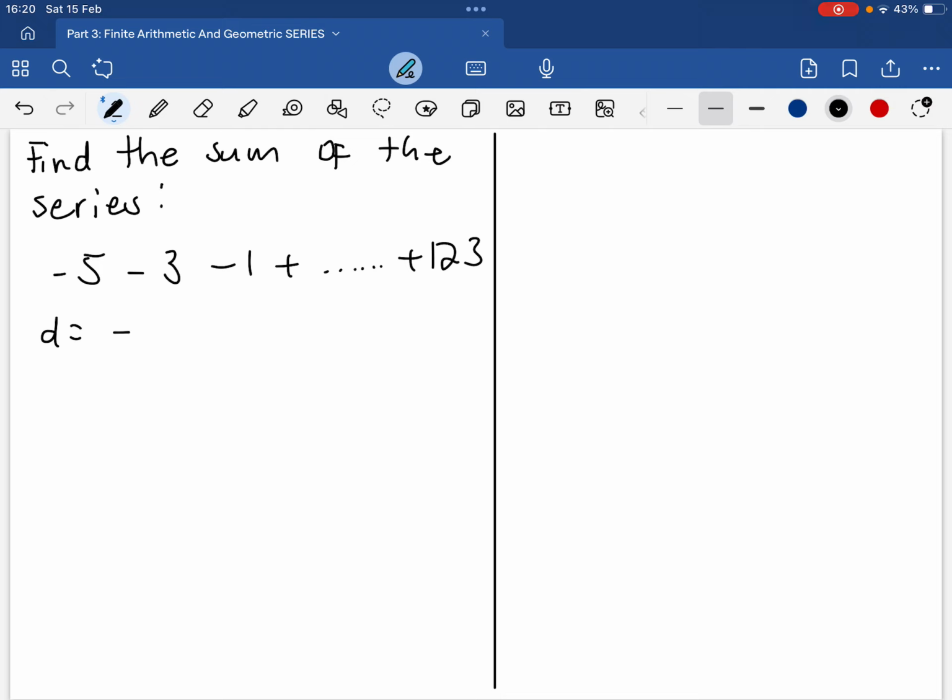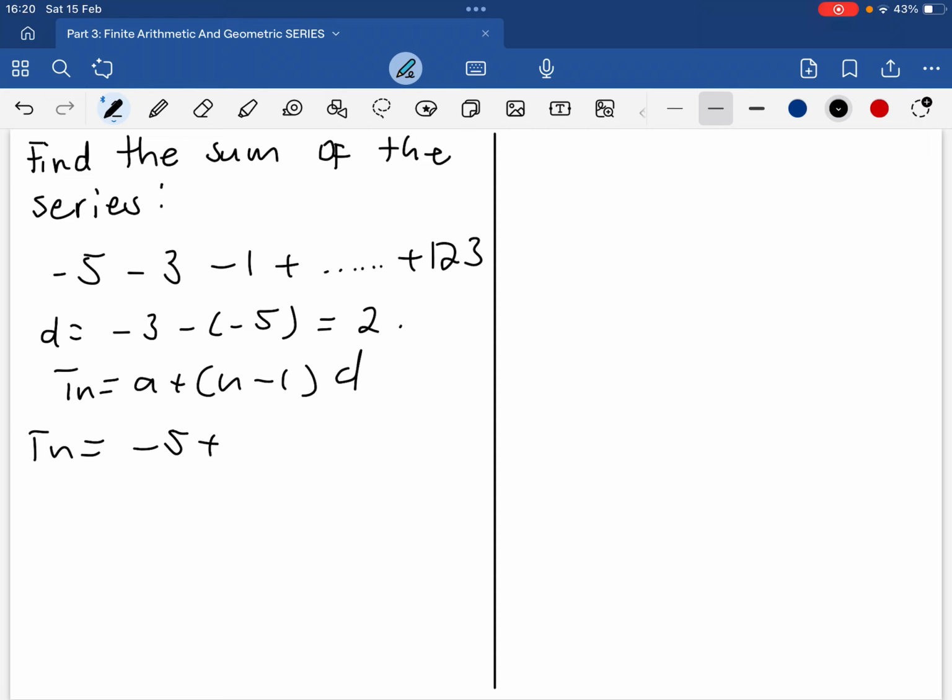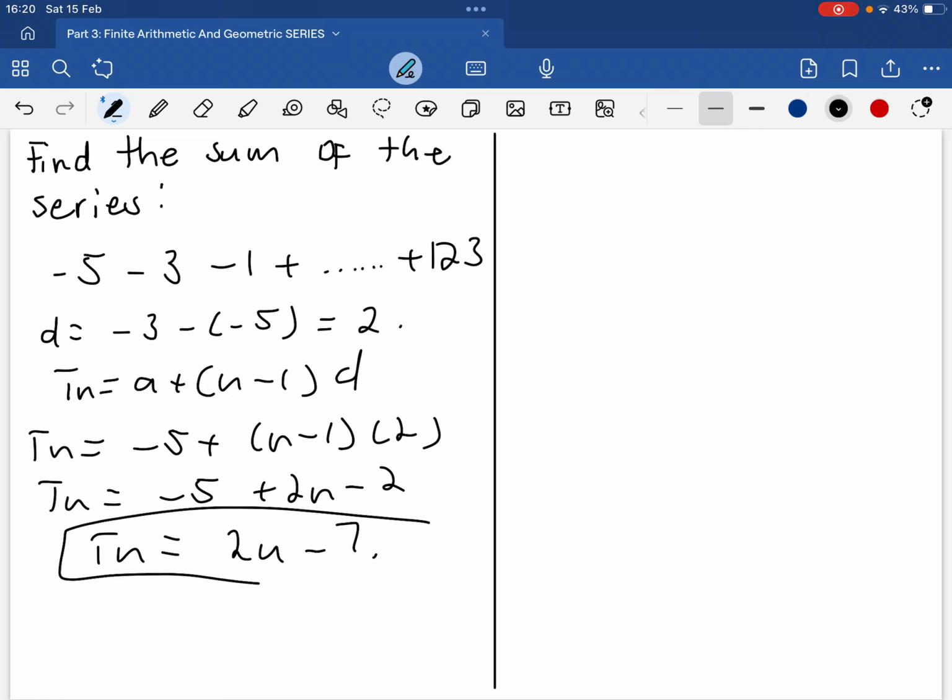How about we find d, which is -3 minus -5, right? -3 plus 5 is 2. If you took -1 and subtracted -3, that would be -1 plus 3, which would also give you 2. So the common difference here is 2. Let's find Tn. Tn is always equal to a plus n minus 1 times d, right? Which means in our case, it's -5 plus n minus 1 times 2. So Tn is -5 plus 2n minus 2. So Tn is 2n minus 7.